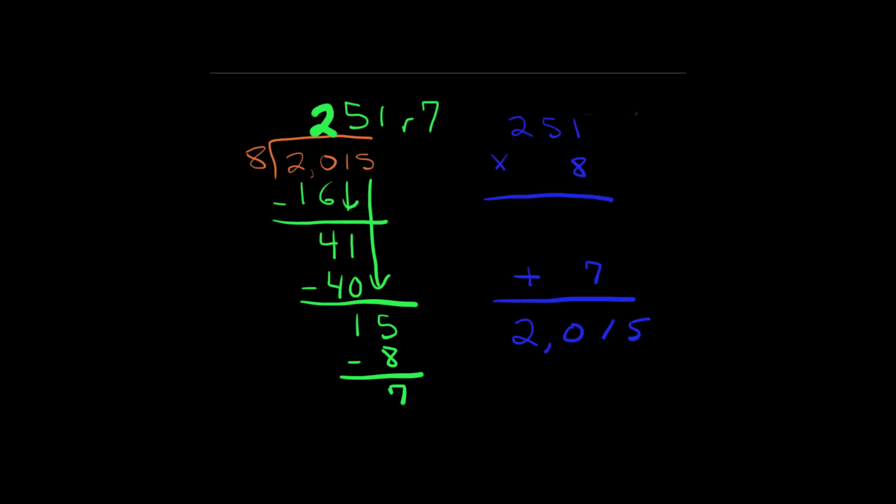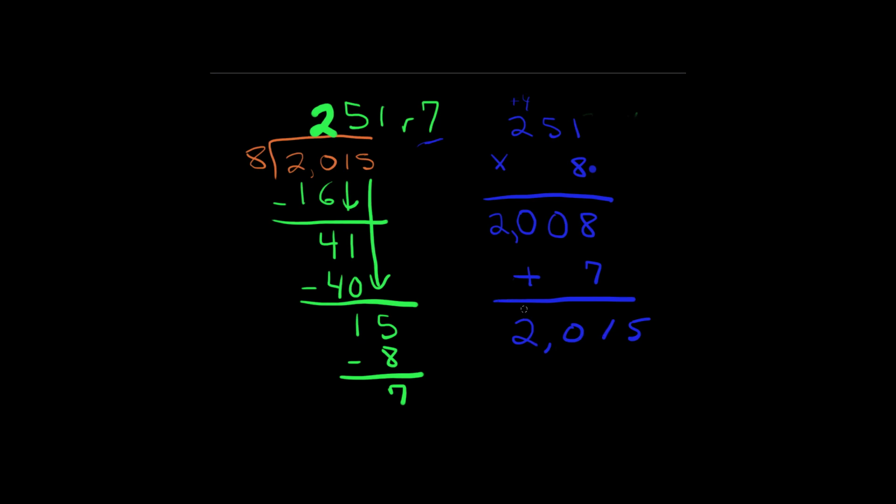All right, if you look in blue, we're going to show you how to check your work. Remember we said that we can check it with multiplying. So we're going to take our quotient, which in this case was 251, and multiply that by the divisor, which is 8. So let's go ahead and do that. 8 times 1 is 8. 8 times 5 is 40. Carry the 4. And that gets us to 2008. Then we're going to add the remainder, which is 7. So 8 plus 7 is 15. Carry the 1. 2015.